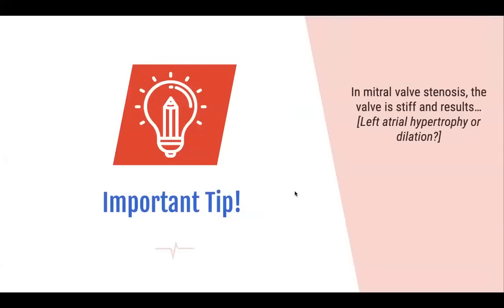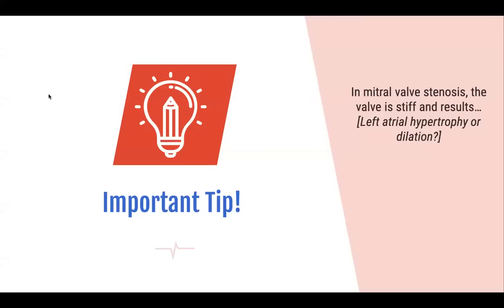Important tip. In mitral valve stenosis, the valve is stiff, and it will result in left atrial hypertrophy or left atrial dilation. What do you guys think? If the mitral valve is stenosed, so it's narrowed, what will happen to the atrium? You guys took mitral valve stenosis, right? Yes.